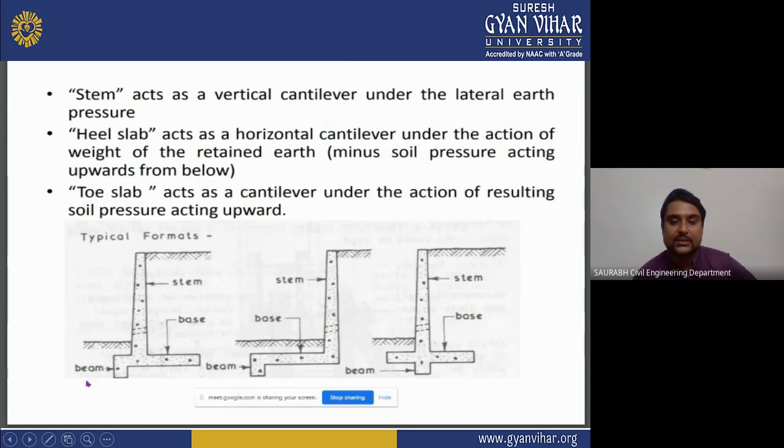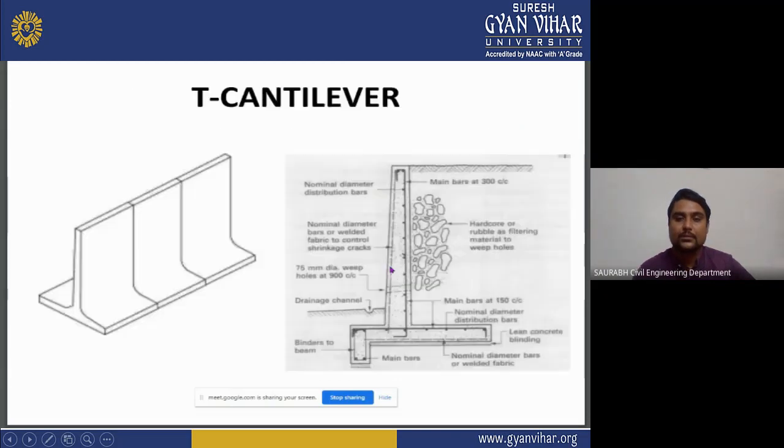As you can see here, that is your toe slab, and this is a part of your cantilever wall. Now we will see the T-type cantilever. As you can see here, the shape of this cantilever is T. If you see the cross section of this wall, it looks like a T.